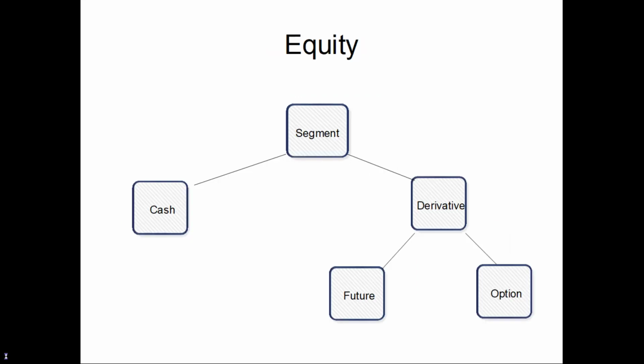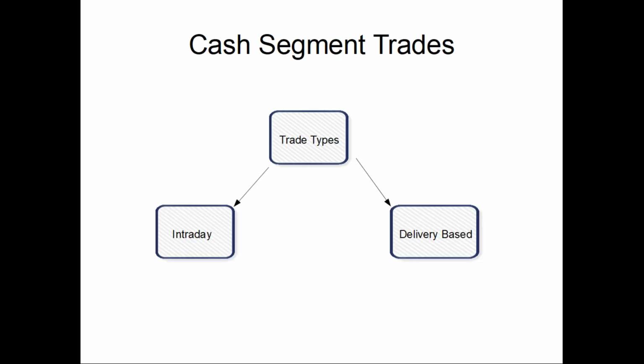Now there are two segments, which are cash and derivatives. Derivatives, that is futures and options, we will be discussing in later videos. First let's concentrate on what the cash segment is. Now we have intraday trade types and delivery based.